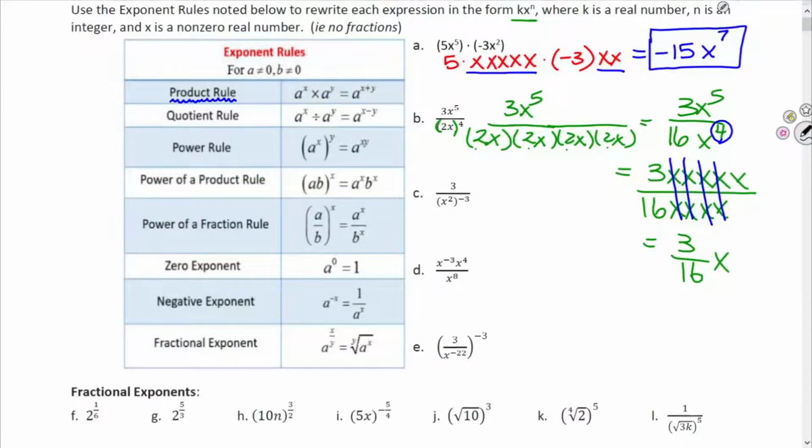And that's the quotient rule. If you have a to the x divided by a to the y, then you can subtract, a minus y, or top minus bottom. I could have done, over here, x to the fifth divided by x to the fourth. I could have done 5 minus 4 is 1 and gotten the one that's right here. That's the quotient rule.